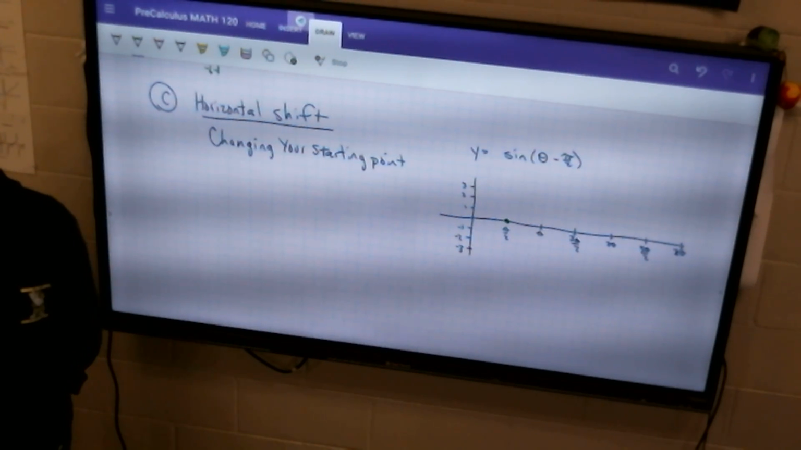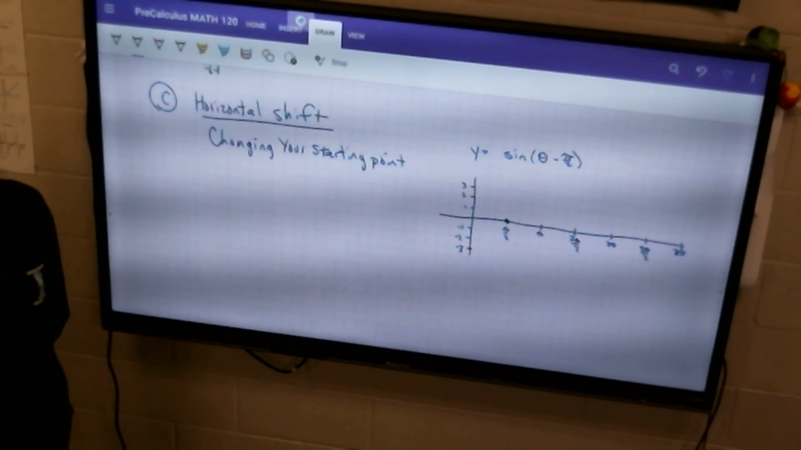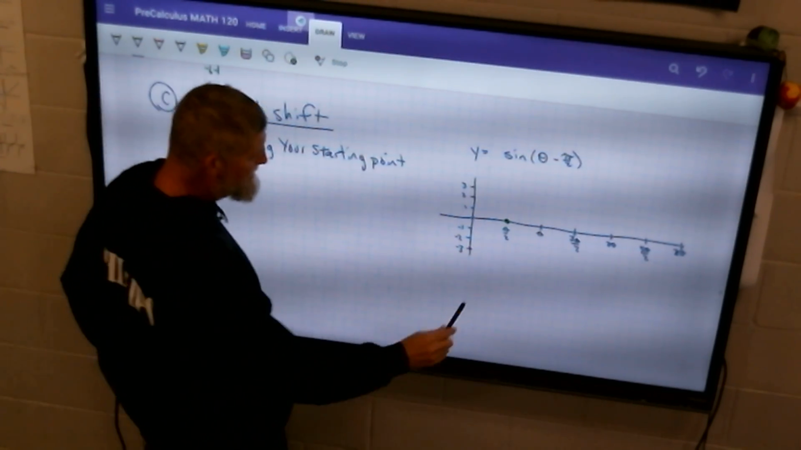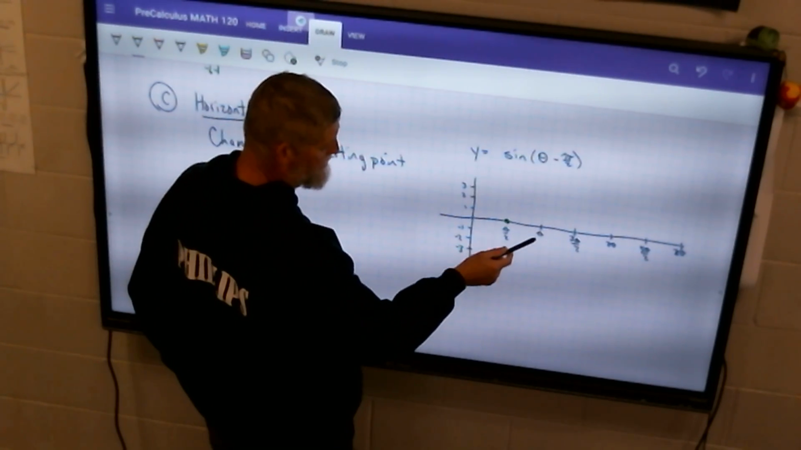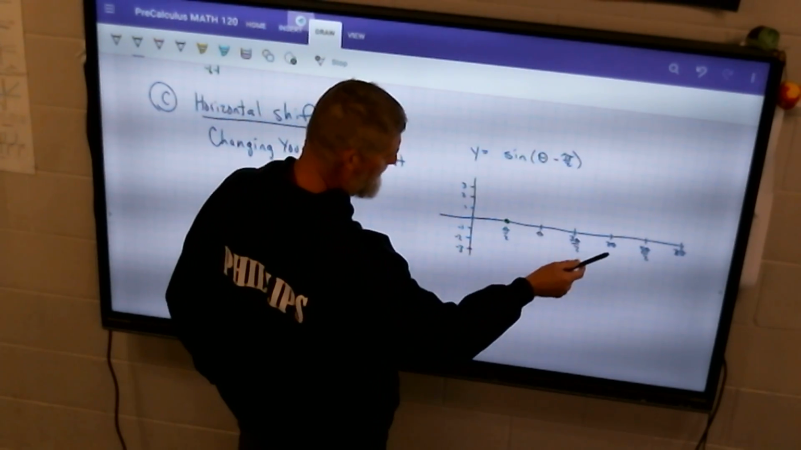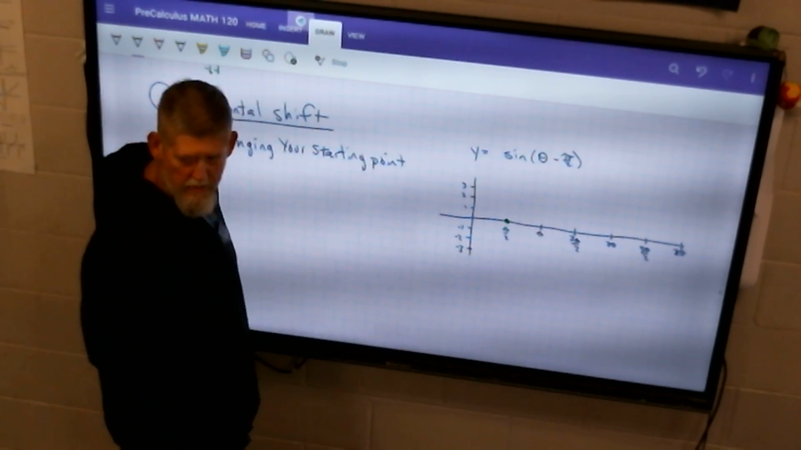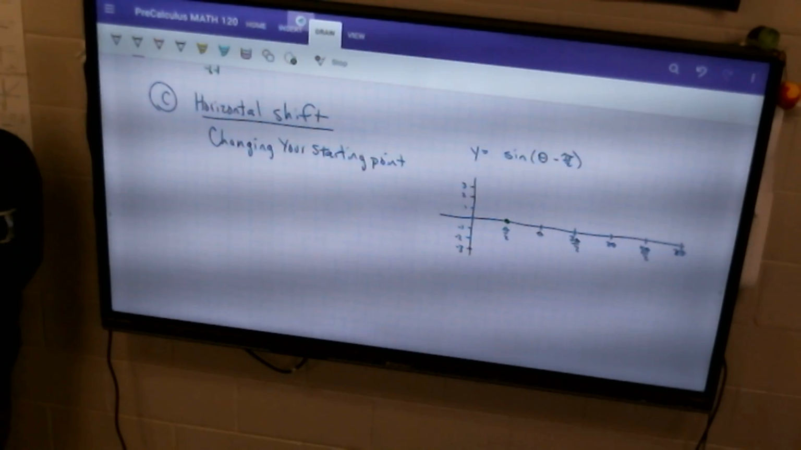I can't read what you think. Still can't read my writing. She didn't see the 3 pi. So if you haven't seen that, it's pi, 2 pi, 3 pi. Here it's 1 pi over 2, 2 pi over 2, 3 pi over 2, 4 pi over 2, 5 pi. They just go by half pi.